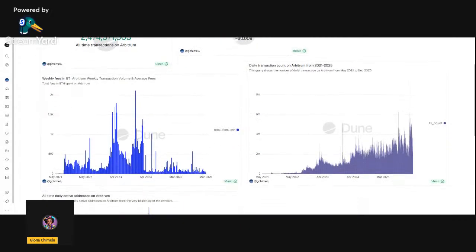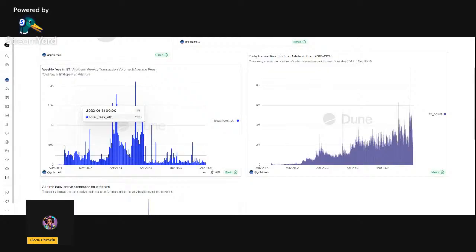So I'm going to start with the weekly fees in Ethereum. I decided to go for Ethereum instead of the dollar value because Arbitrum, like I said, is built on Ethereum, so I decided to measure the fees in Ethereum. You can see the Arbitrum airdrop happened on March 23, 2023, and it is still one of the top five biggest airdrops that have ever happened in the crypto space. The biggest is Uniswap, per CoinGecko data, but Arbitrum still remains top five.